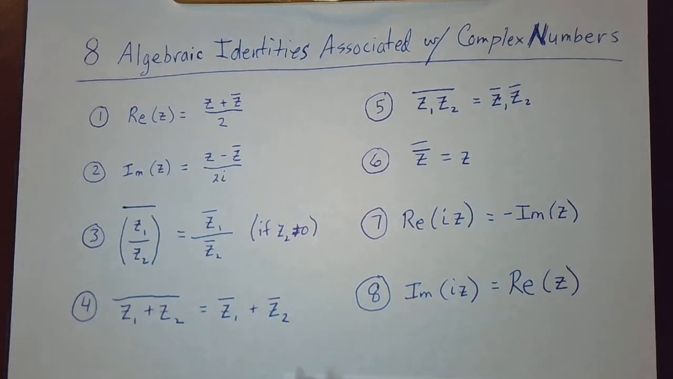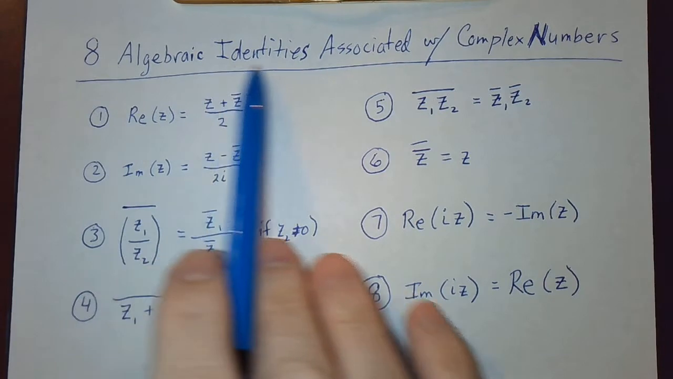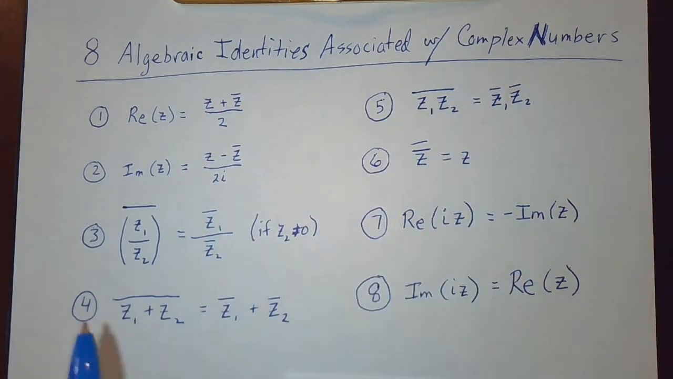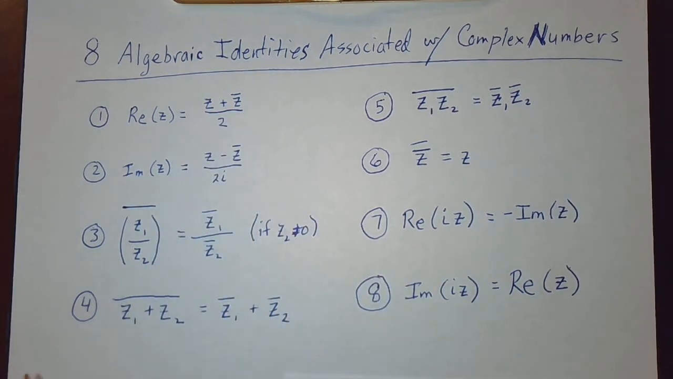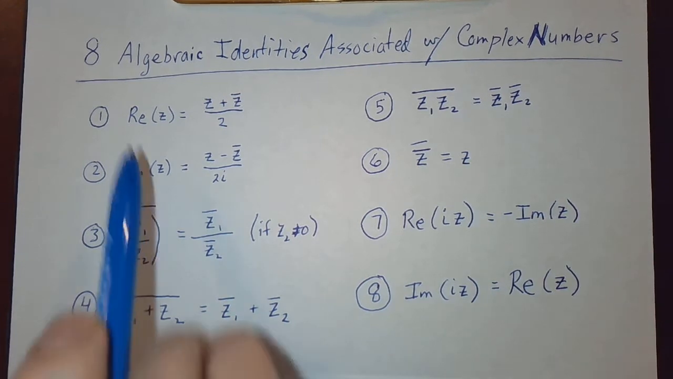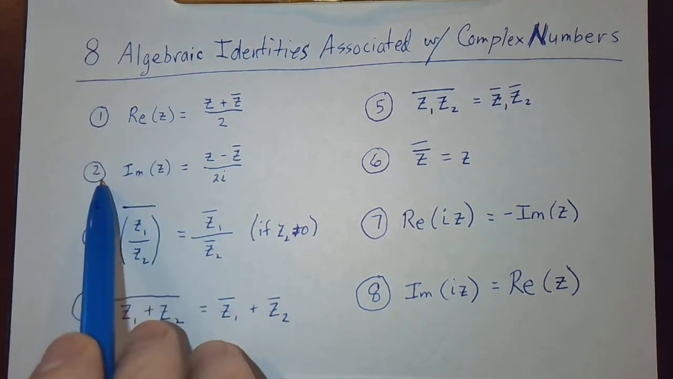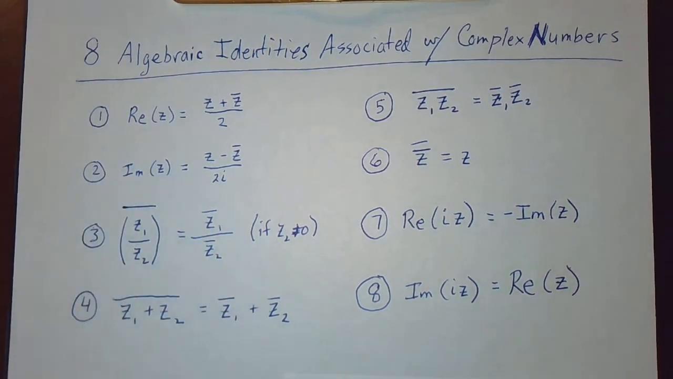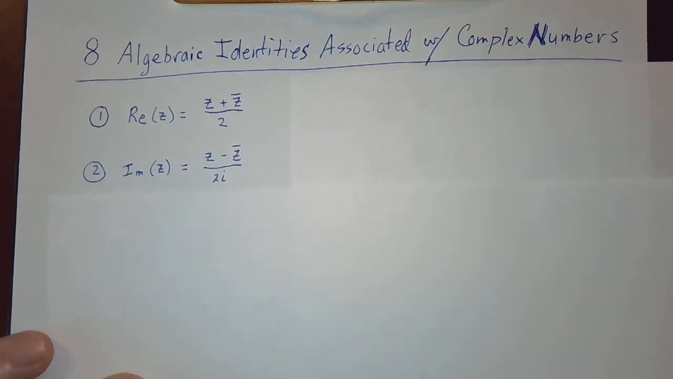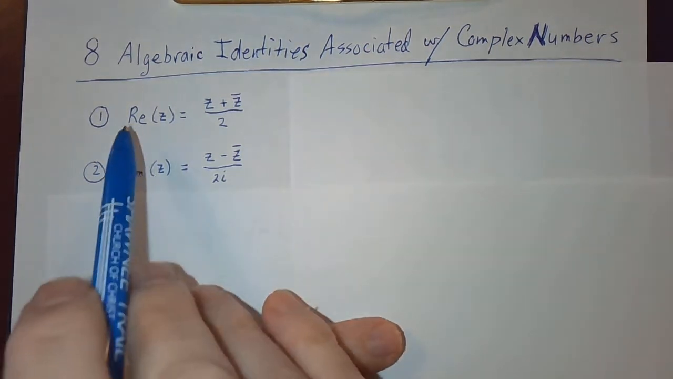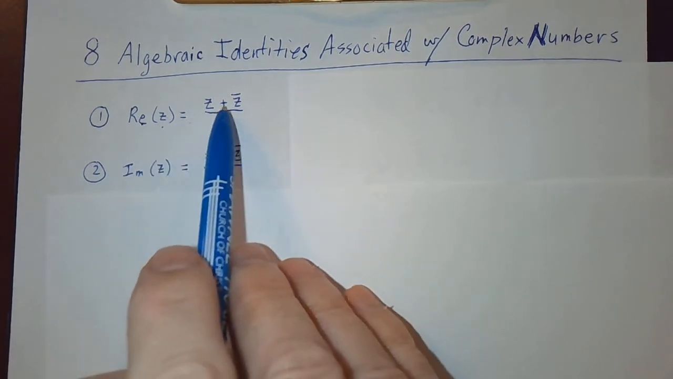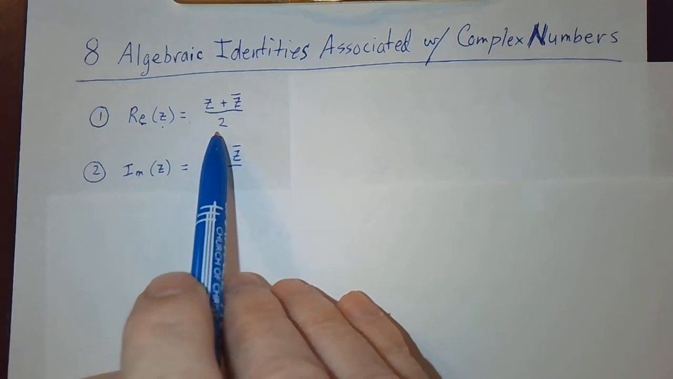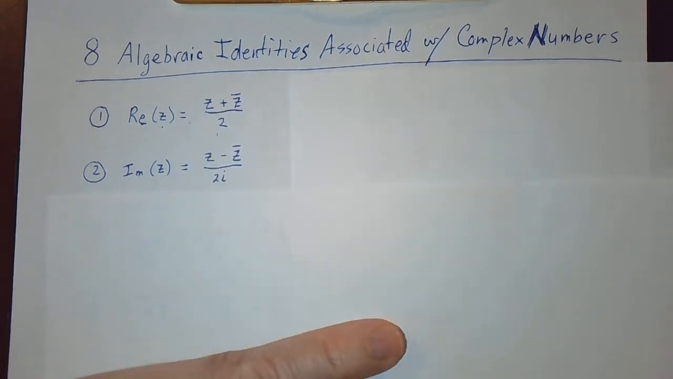In this video, we're going to prove 8 algebraic identities that are associated with complex numbers. Actually, to keep the videos short, I believe I'll just do 2 each, so we'll have 4 short videos. In this first video, I'm going to prove the first 2 algebraic identities, namely that the real part of a complex number z is equal to z plus its complex conjugate divided by 2. Let's start with that one.